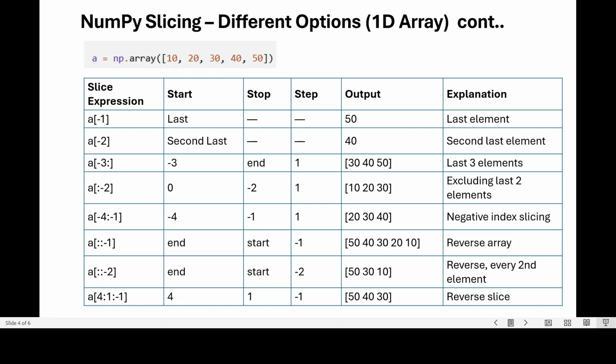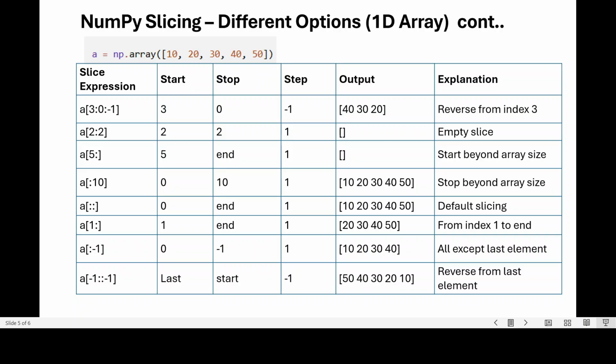The next expression a[4:1:-1]. Here the slice starts from index 4 and moves backward until just after index 1. So the output is 50, 40, 30. These examples show how negative indexing and reverse slicing make it easy to access elements from the end of the array. And in this final slide, we will look at a few special slicing cases.